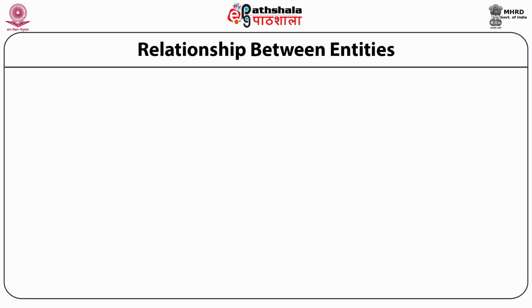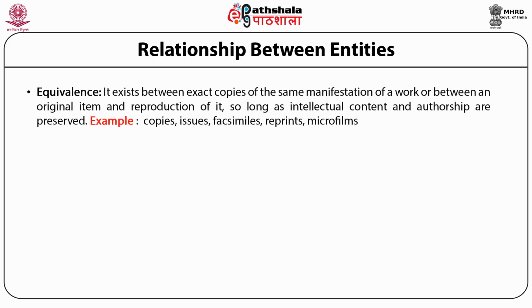There are three aspects to it, in fact. Firstly, equivalence, derivative and descriptive. With regard to equivalence relationship, it exists between exact copies of the same manifestation of a work or between an original item and reproduction of it, so long as intellectual content and authorship are preserved. Examples are copies, issues, facsimile, reprints, microfilms, etc.